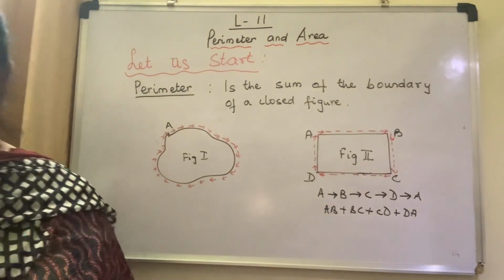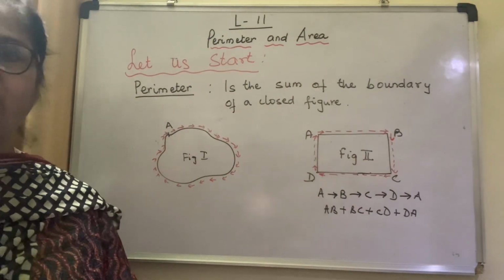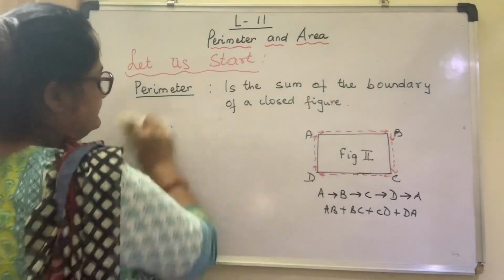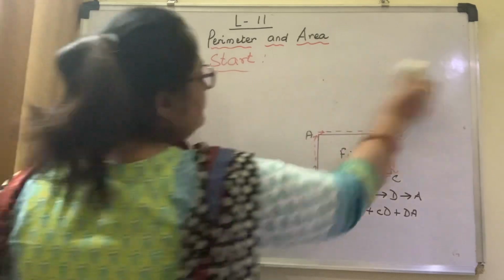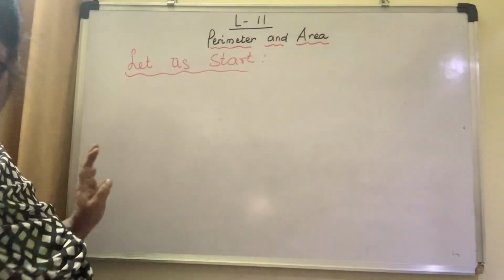Okay, so I hope the definition of a perimeter is clear. Now we go on to area.